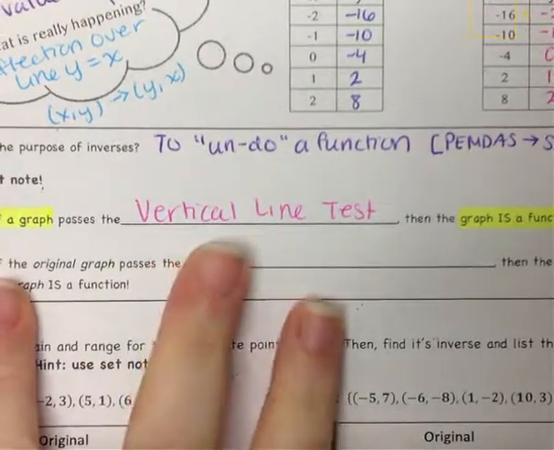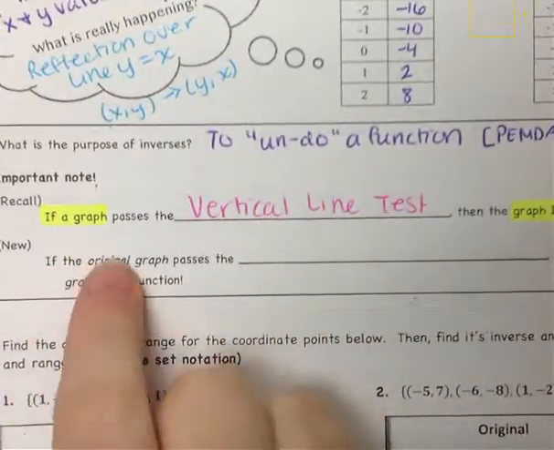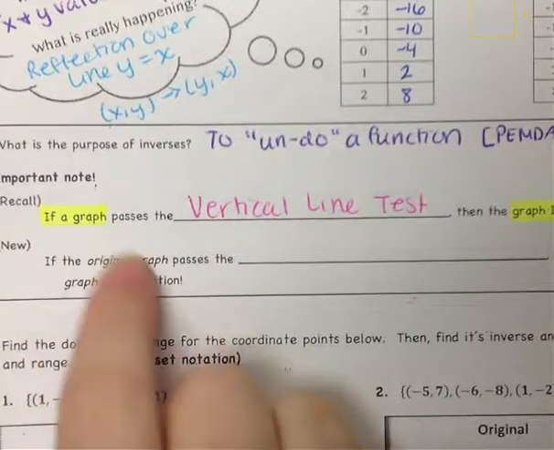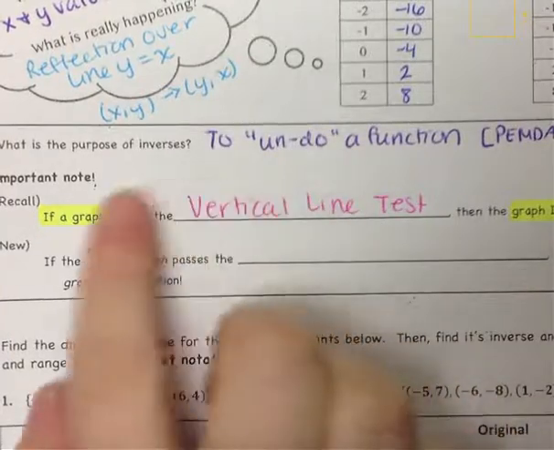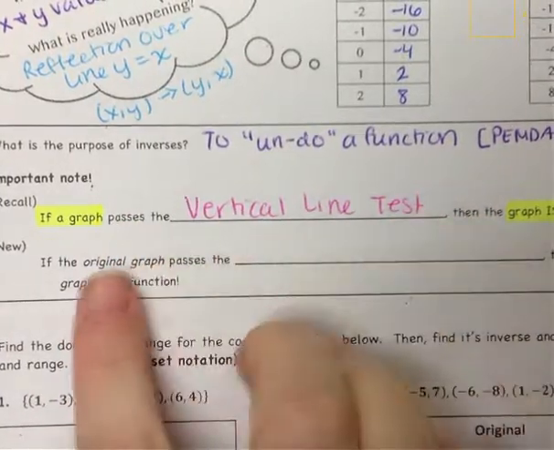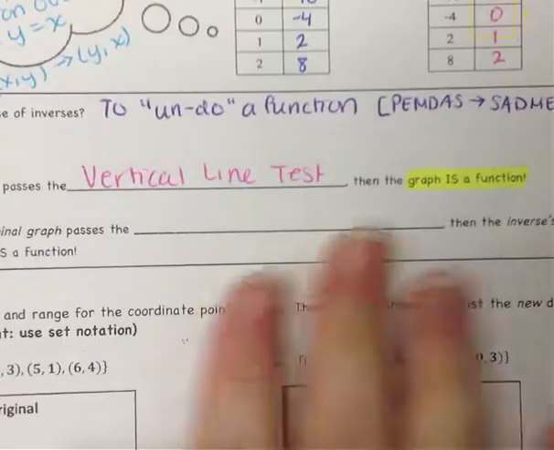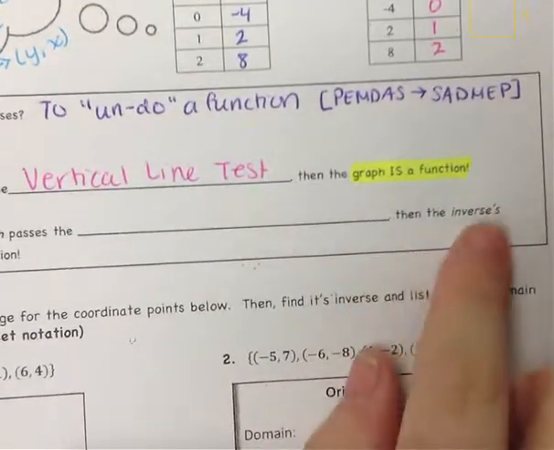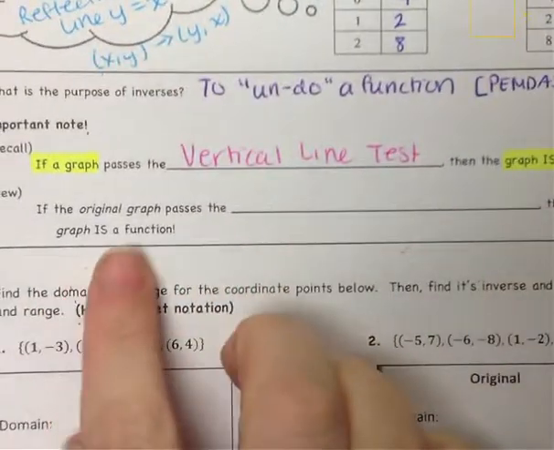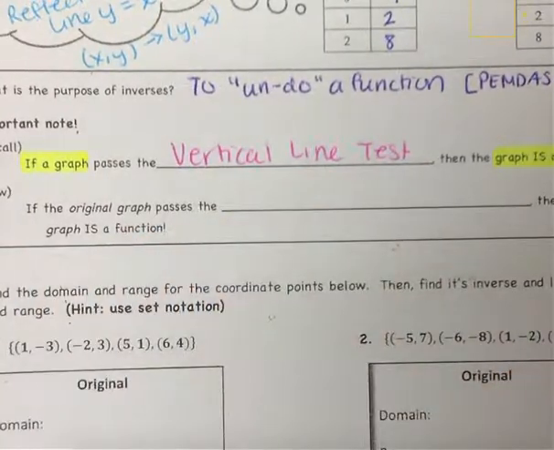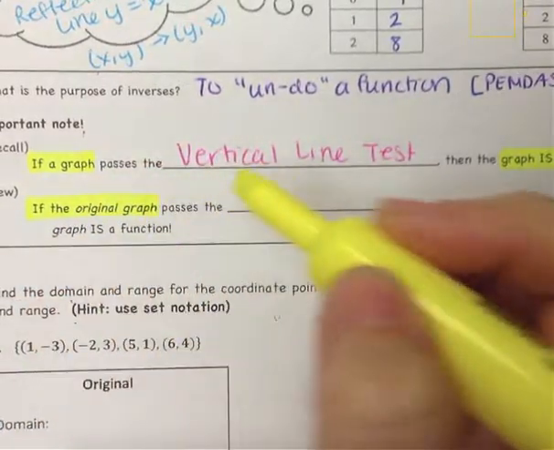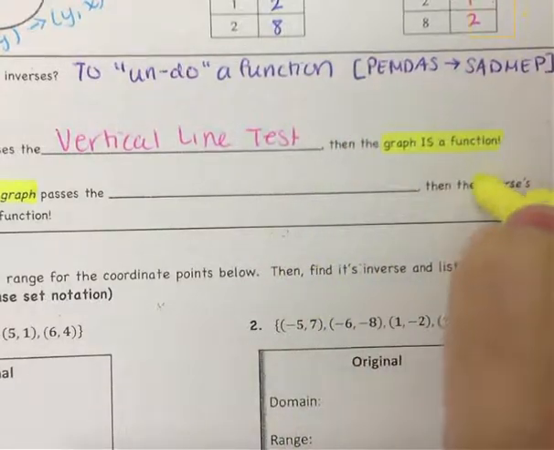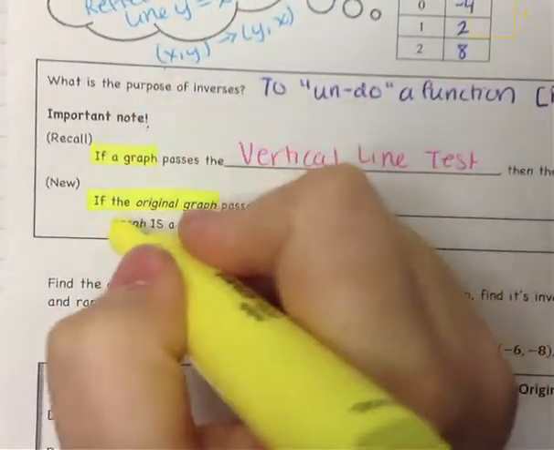But the new thing we're going to be talking about, if we still are using the same graph, the original graph, it passed the vertical line test, and that graph is a function. But if the original graph passes something else, then we'll automatically know that the inverse's graph is a function. So we're going to talk about the original graph. If the original graph passes something, then the inverse's graph is a function.